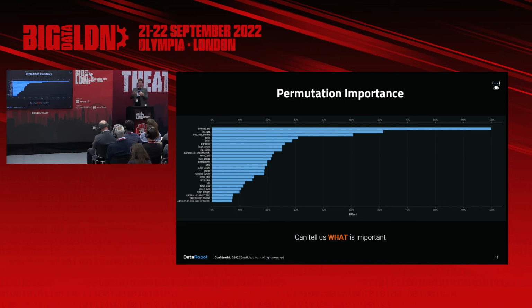So the way permutation importance is calculated, it's effectively by taking each variable in your data set. Let's say you've got 10 variables, take each of those 10 in turn, you permute them, randomize the values in that column, you take your trained model and recompute your predictions, and you see how much those predictions have deviated versus what they were originally.